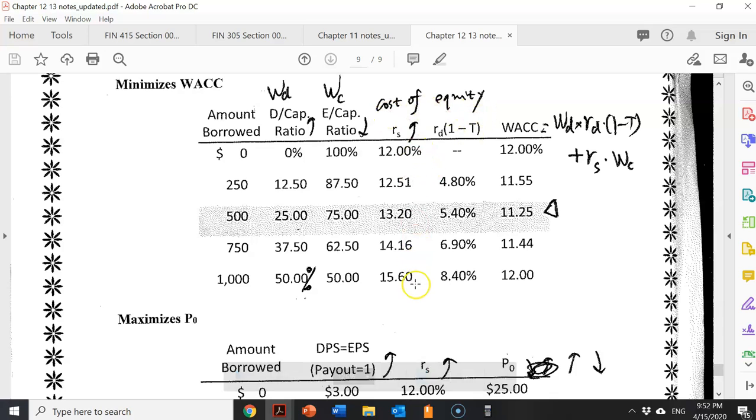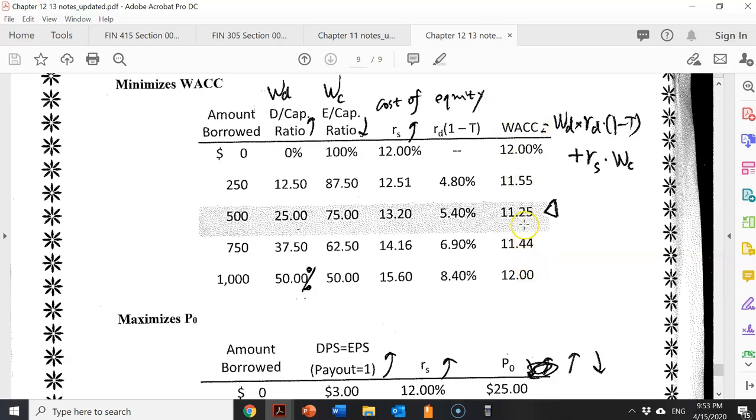Cost of equity increases from 12% to 15.6%. It increases because the debt amount increases and firm risk increases. Our after-tax cost of debt, RD multiplied by 1 minus T, also increases because the debt amount increases and firm risk increases. Our WACC, which is WD multiplied by RD multiplied by 1 minus T, plus RS, the cost of equity, multiplied by WC, is calculated in this last column.